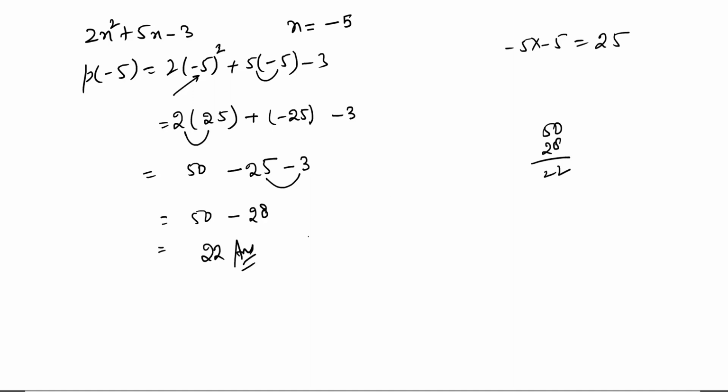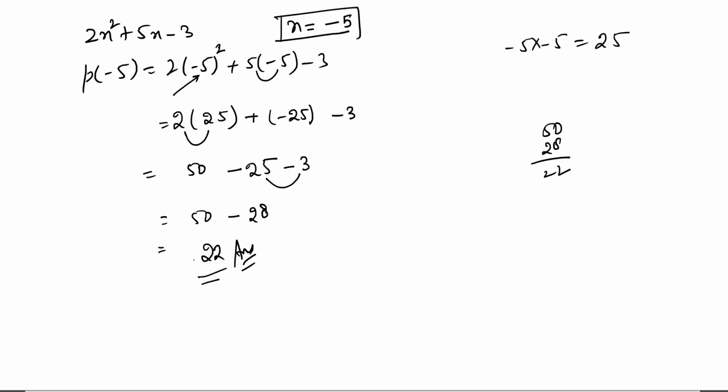So where have you made the mistake? In this case, you are not getting the answer as 0. And if you are not getting 0, we can say that x equals minus 5 is not a factor of this one. Or we can say it is not a zero of the polynomial. If you put x equals minus 5 and get 0 instead of 22, then it will be considered a zero of the polynomial.